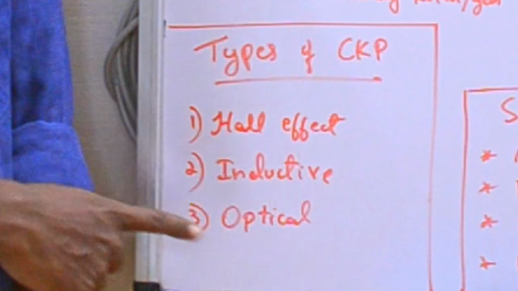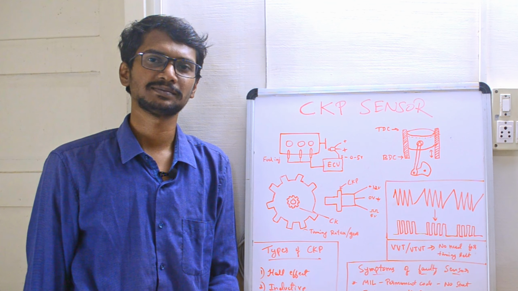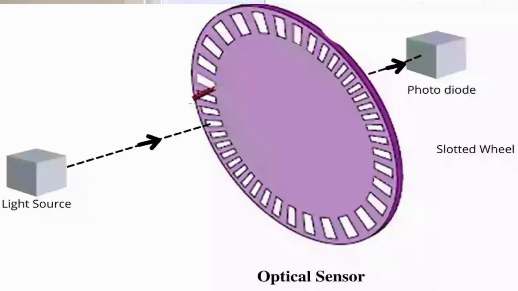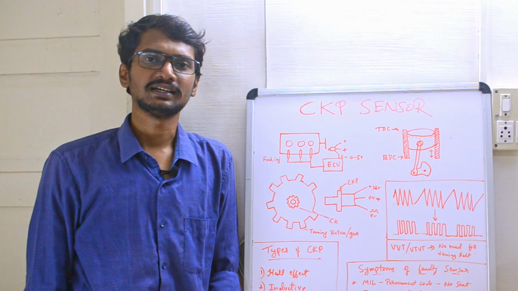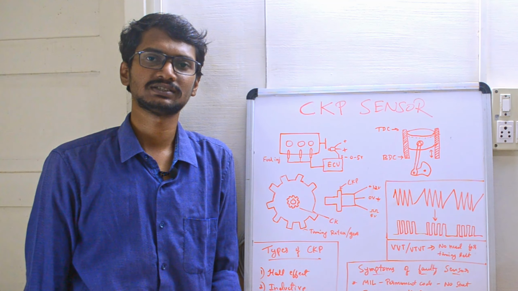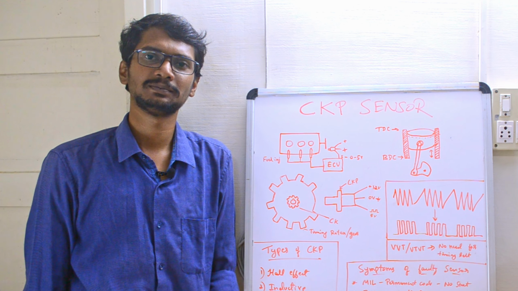The third one is the optical type. This will have a transmitter and receiver. Usually this timing rotor will be solid with a single slot in it. TX will be sending a light or laser. As soon as it passes through the slot, the RX receives the input signal.